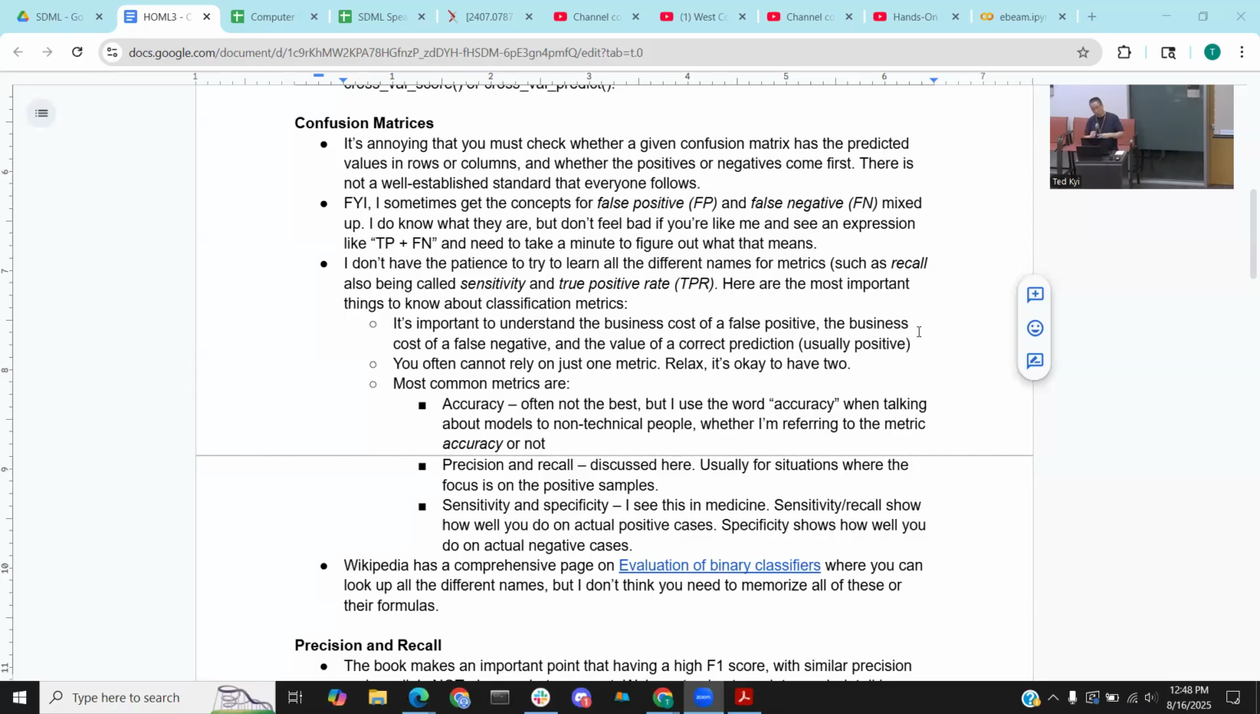So I put a link to Wikipedia, which has a page that has 80 jillion formulas for different things. If you see a different one, you can look it up. These are not the only ones you'll see, but these are the top ones: precision, recall, and sensitivity and specificity. And again, it depends on if you have something where you really only care about the positives, that's one thing. In medicine, you tend to care about the positives and the negatives.